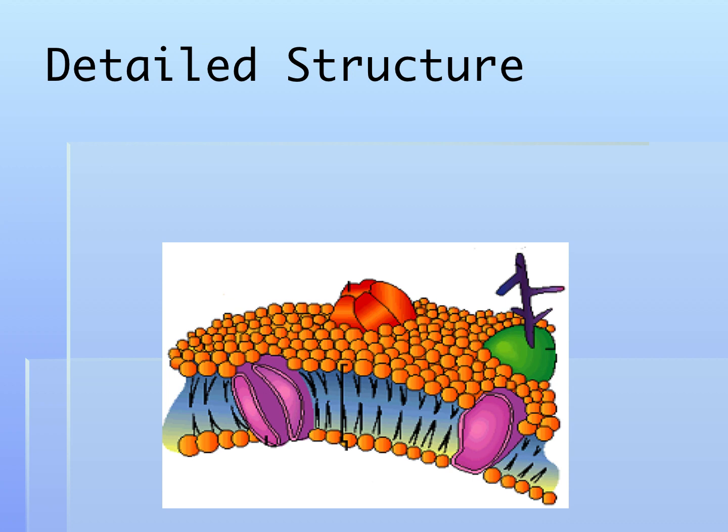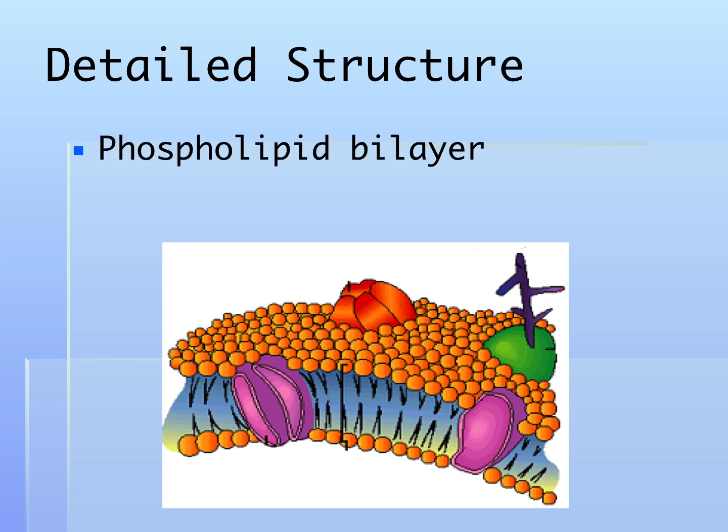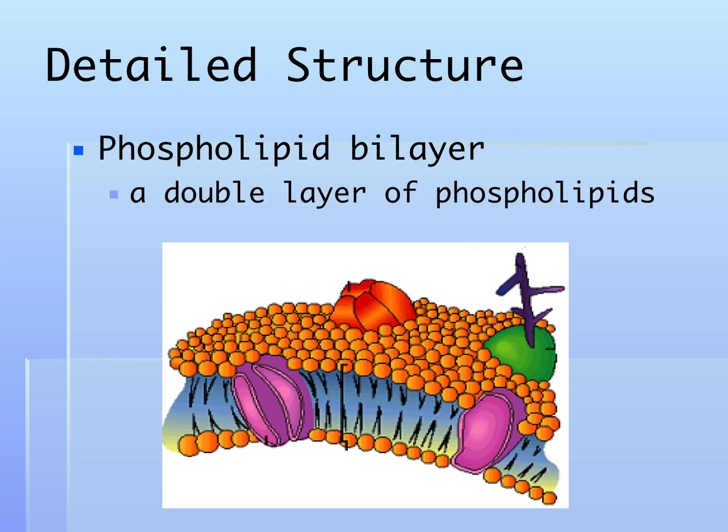So the cell membrane is also called a phospholipid bilayer. The reason why it's called that is because it has that double layer of phospholipids.